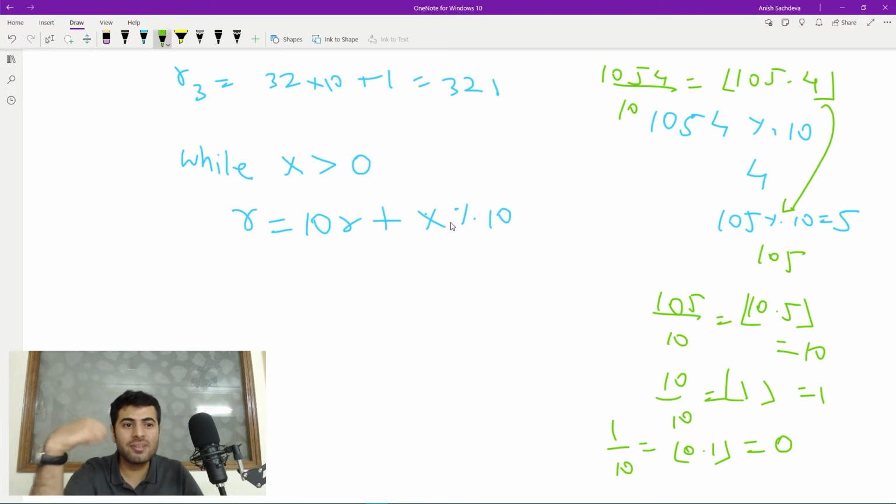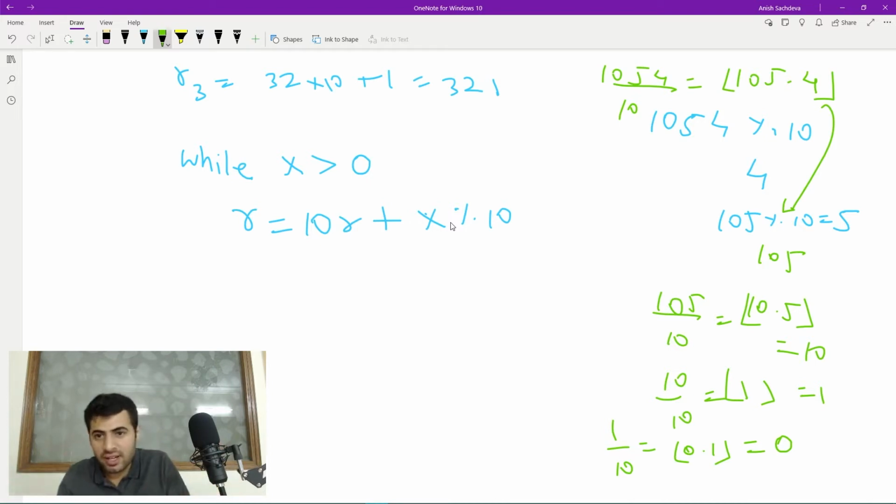So if you observe, there's a pattern. When we have 1054, we divide by 10 and take the floor, we get 105. When we have 105, we divide by 10, take the floor, we get 10. When we have 10, we divide by 10, take the floor, we get 1. And similarly with 1, dividing by 10, take the floor, we get 0. So by performing this operation continuously, we can reduce our number. So if we have 1054, we'll get 105, then 10, then 1, and then finish, nothing.